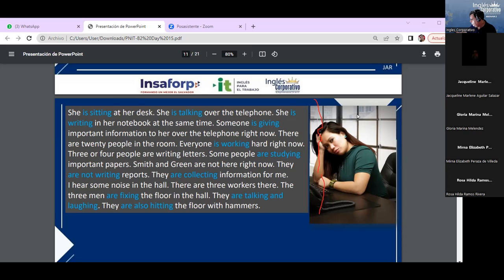Some people are studying important papers. Smith and Green are here right now. They are not writing the book. They are collecting information for me.